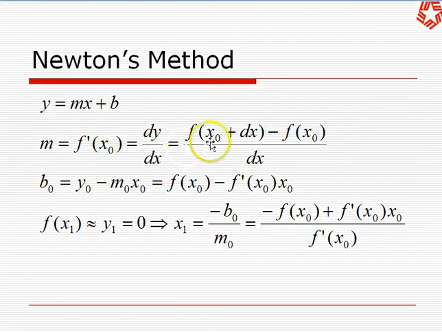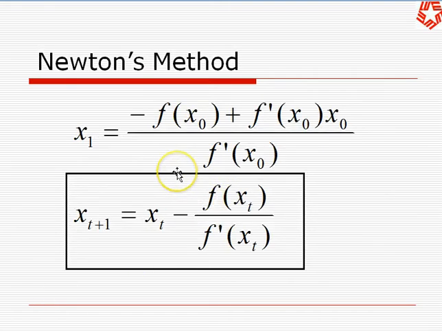So this is a mathematical demonstration of why we can use the Newton method, or why the method works as it is. And basically what we're trying to find is the next x as a function of the previous results, and this is what we obtain here.